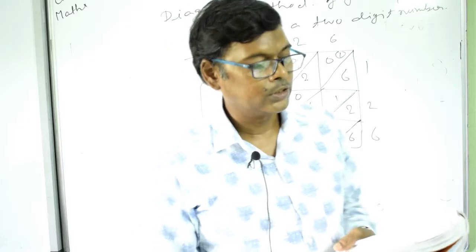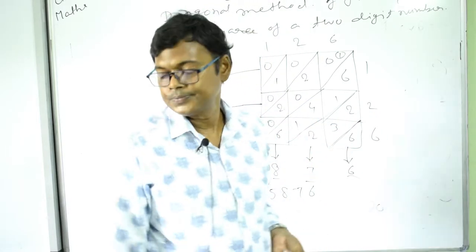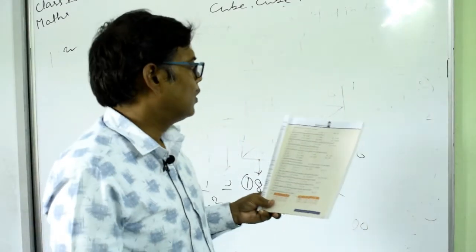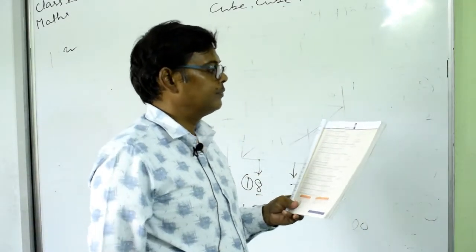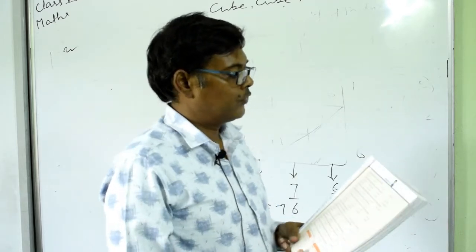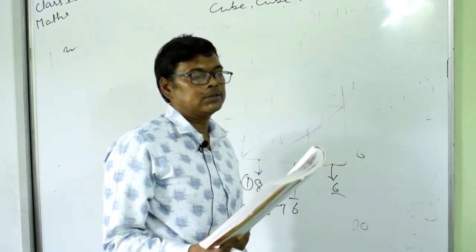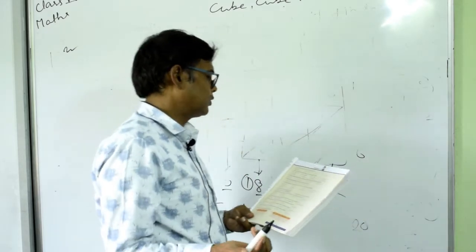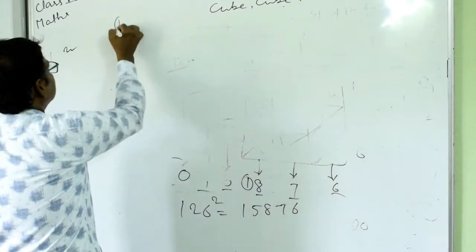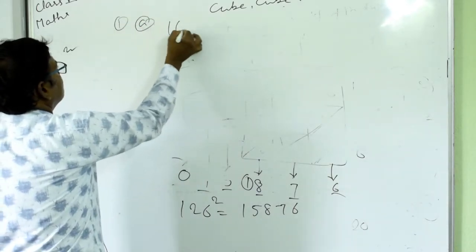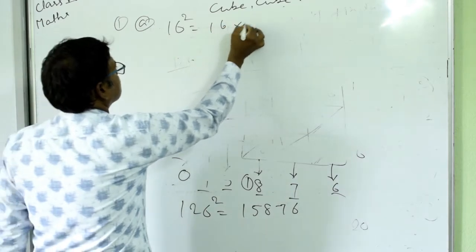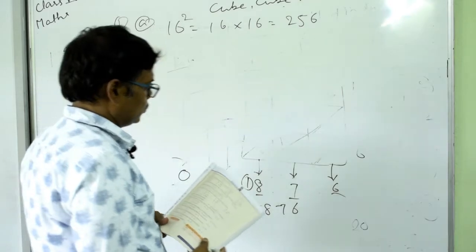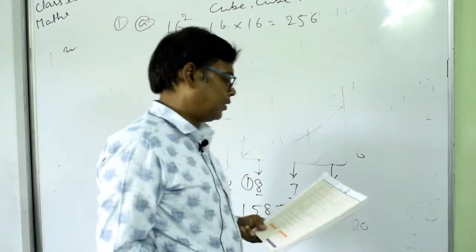Now I will solve some questions from this exercise 3.1. The first question is: find the square of the following numbers. It is very easy. You have 16, so find the square of 16. 16 square equals 16 into 16, and just multiplying you will get 256. This is the square of the number. Similarly, you can find the square of other numbers.